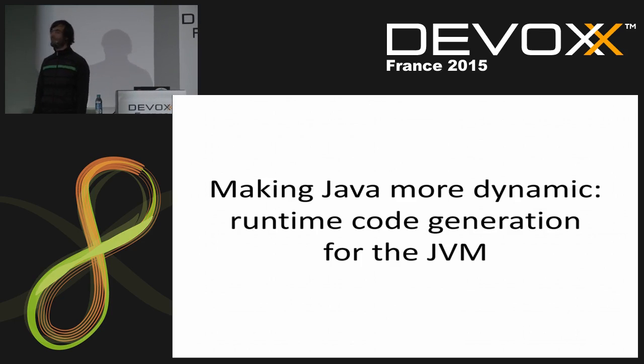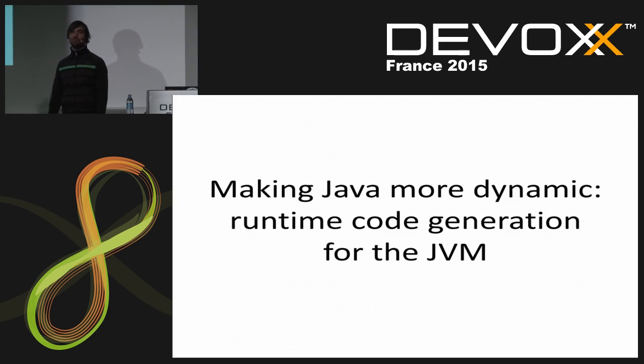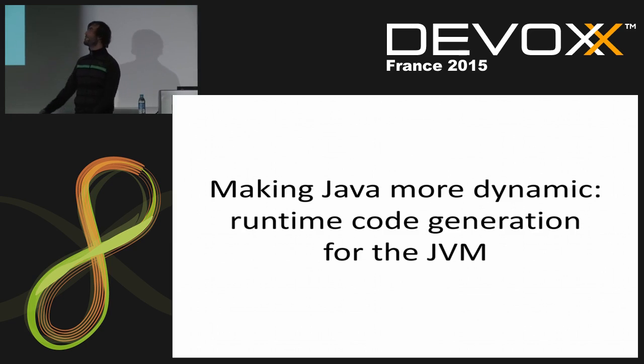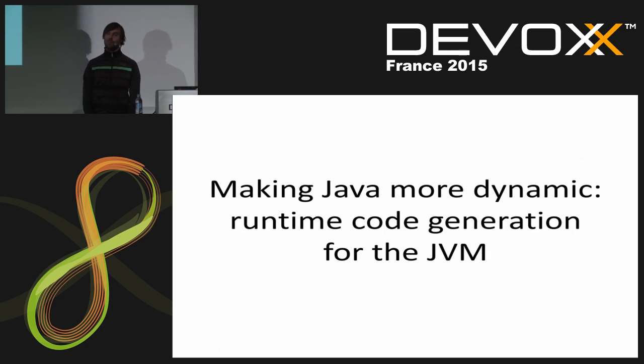Okay, perfect. Thank you all for coming to my session on making Java more dynamic and runtime code generation for the JVM. Those might seem unrelated, but what I want to talk about today is more or less Java's type system, which is a strict and static, strong type system, and how it can sometimes be in the way, and how code generation can help to overcome this.